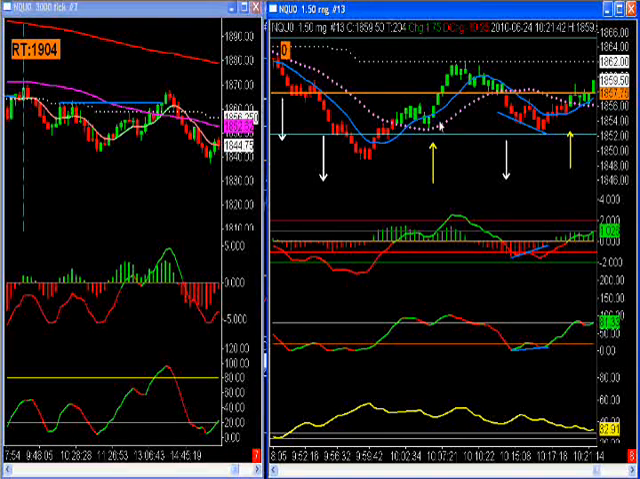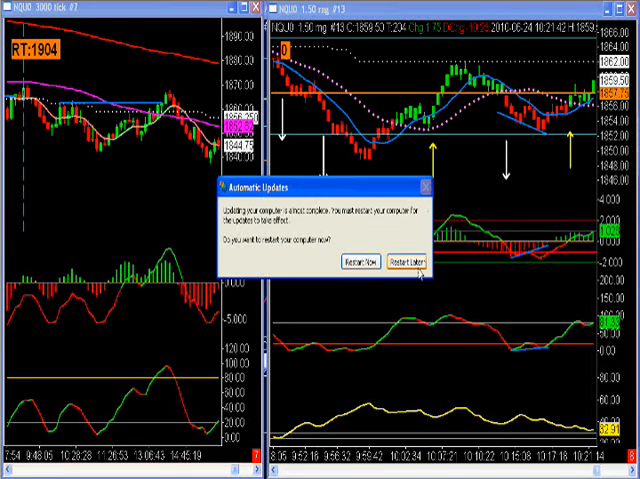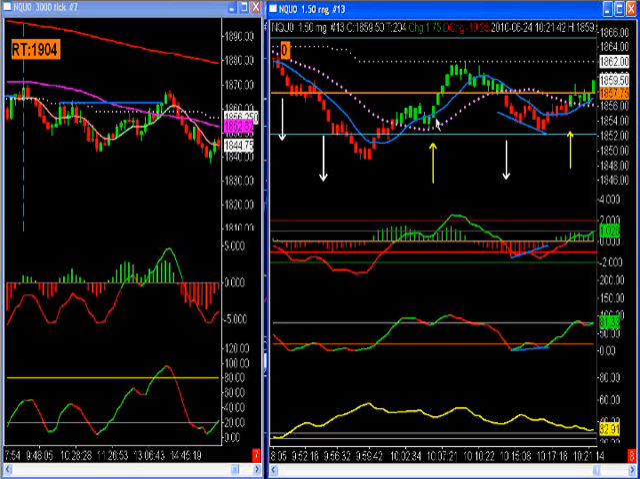The opportunity for re-entry was here when it got back closed above both of these moving averages here and increasing in size. You can notice the histograms increasing in size and the line moving higher. So opportunity for re-entry on that one.